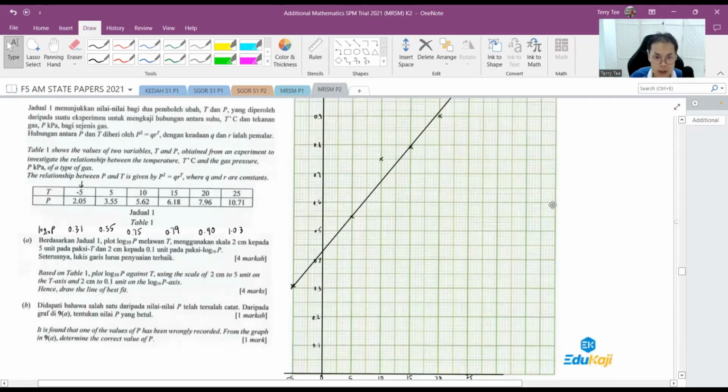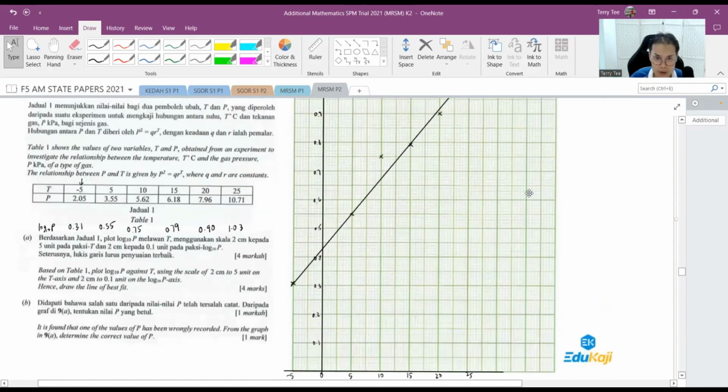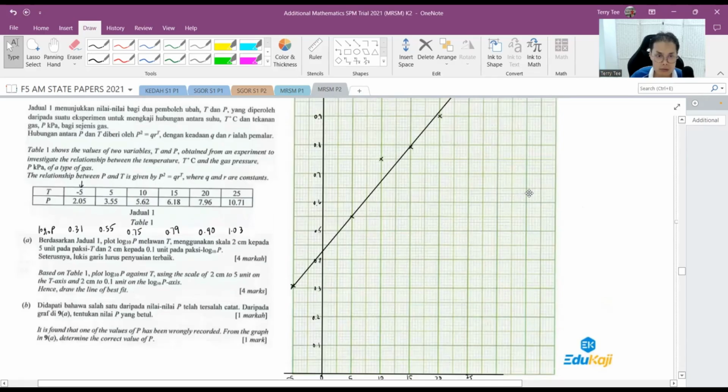Okay, so now when you plot the graph, the main thing from linear law is you need to find two things. So you find gradient and the y-intercept. Before we even do that, we need to find out what is the value of P that's wrongly recorded. I can see from here, the wrong value of P is here. It happens when your T value is 10. So the wrong value is 5.62.